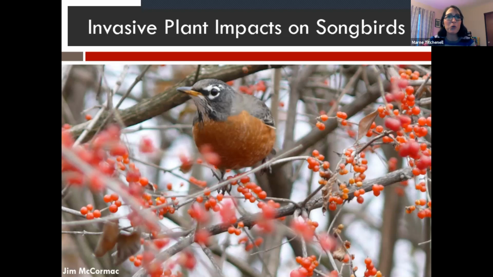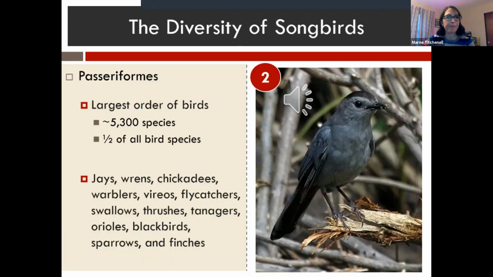But before we get into that, I do want to spend some time discussing some songbird ecology, specifically their food and cover resources, as these are what are being impacted by invasive species. So when we look at our songbirds, if you're not familiar with this group of animals, they belong to the order Passeriformes, and it is the largest order of birds. There are over 5,000 species, which makes up about half of all of our bird species.